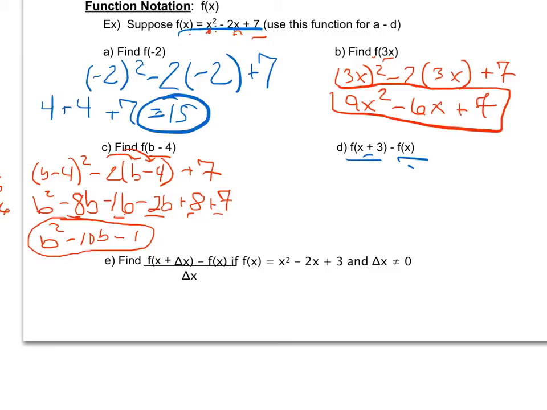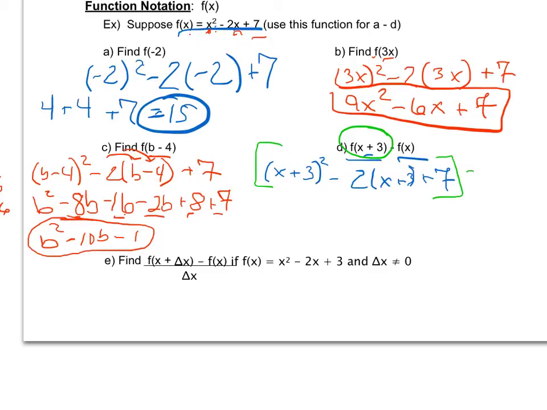Very similar to letter C. So I have x plus 3 squared minus 2 times x plus 3 plus 7. Okay, all of this is this part of it. I have to simplify it, but it's that part of it.